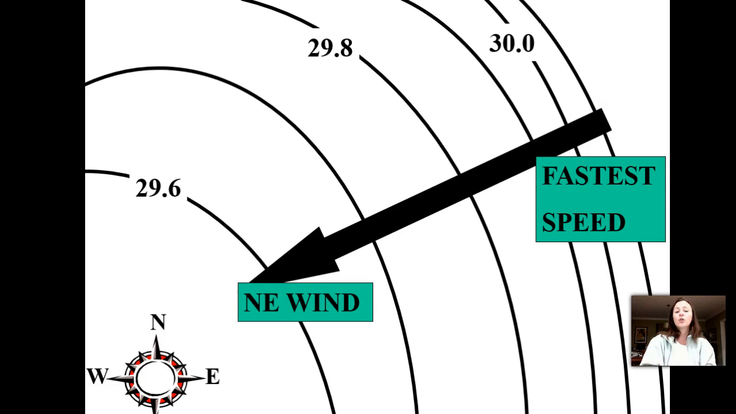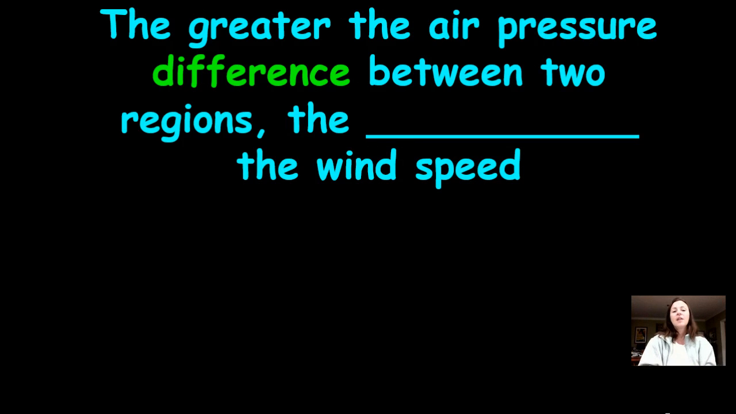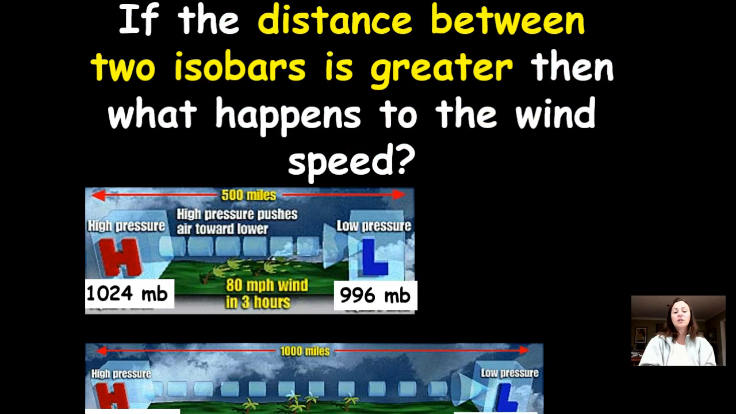Now, we call this a northeast wind. Although it's blowing southwest, the name of it is going to be northeast wind because winds are named from where they come from. We have to remember that. The greater the air pressure difference between two regions, the greater the wind speed. So this is just a little about what we saw before on that map.